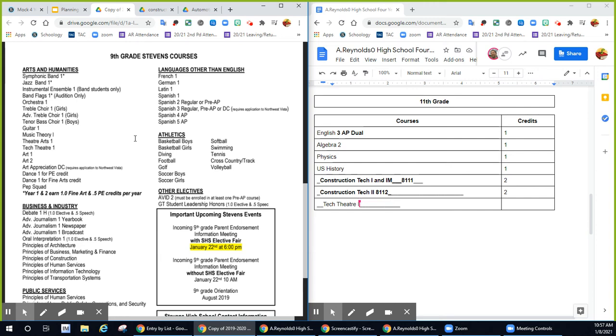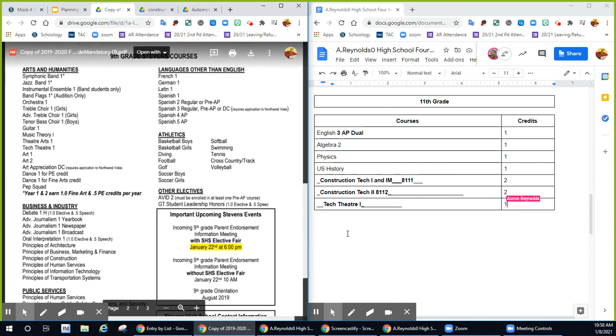I don't think it has any other numbers. Nope, it's just Tech 1. There are no actual numbers for it. The only time that they really focus on that is for your endorsement. So that is 1 credit.